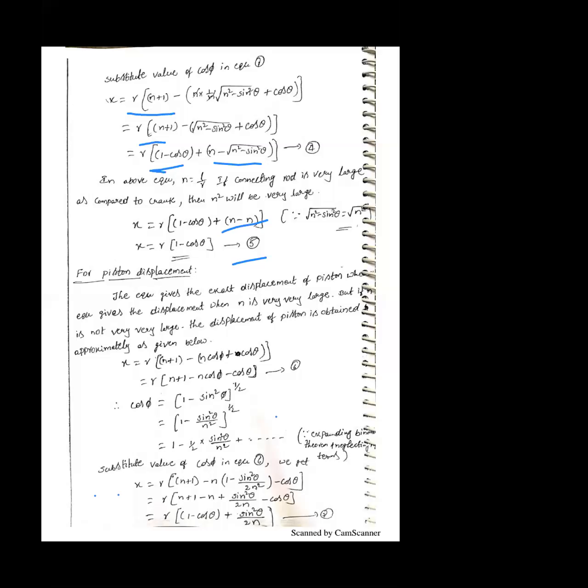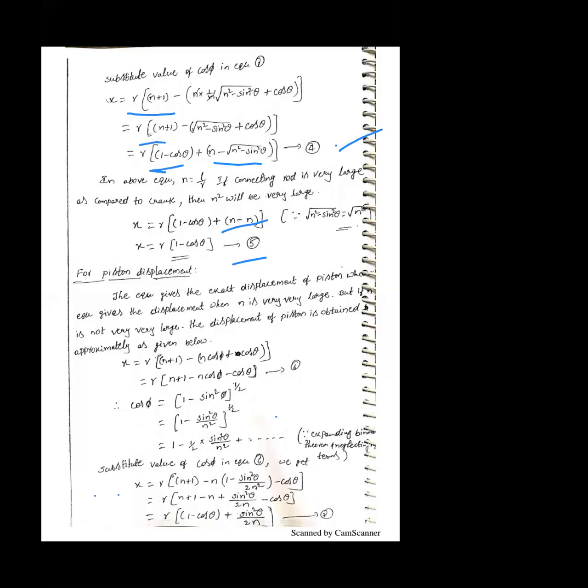And the earlier one is taken as equation number 4. So when we apply the one condition, that the connecting rod length is very large compared to the crank radius, only then do we take this particular displacement. But it's not always taken, so that condition is there. Now it's not enough here, so now we will take the exact piston displacement.